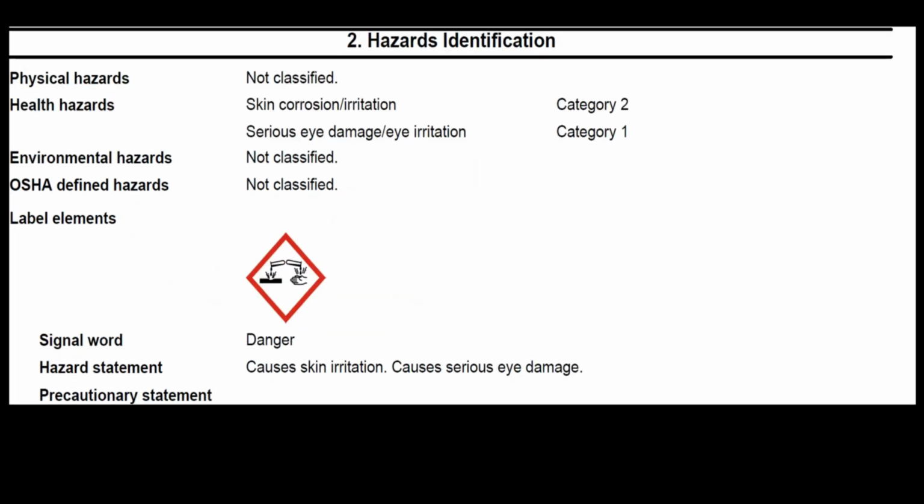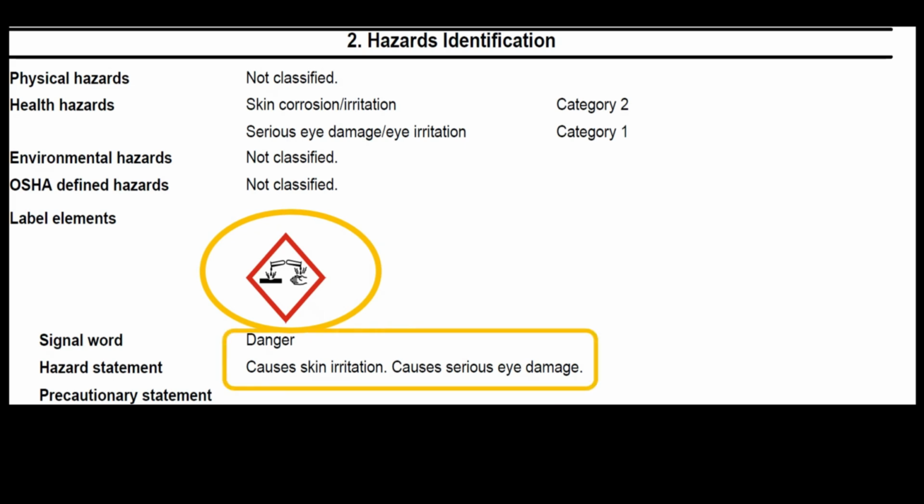The second area is hazard identification. This is where we can zone right in on that pictogram, and you can look right at it. It's corrosion. It's like an acid pouring on a hand. It even says right below that, there's a danger signal word, and it causes skin irritation and serious eye damage.